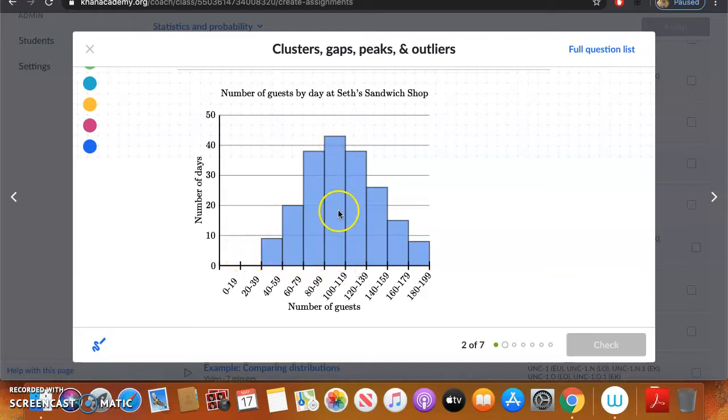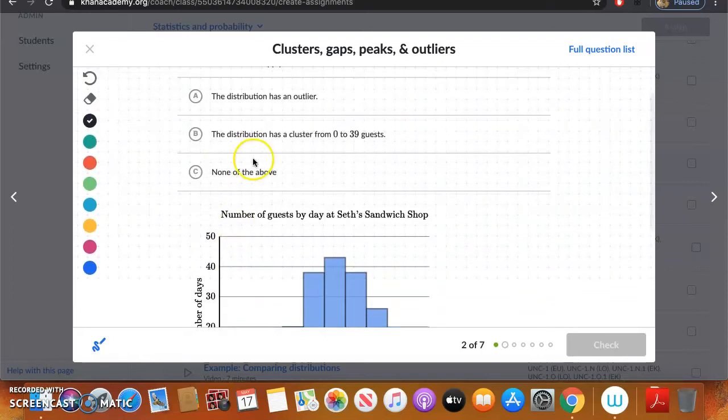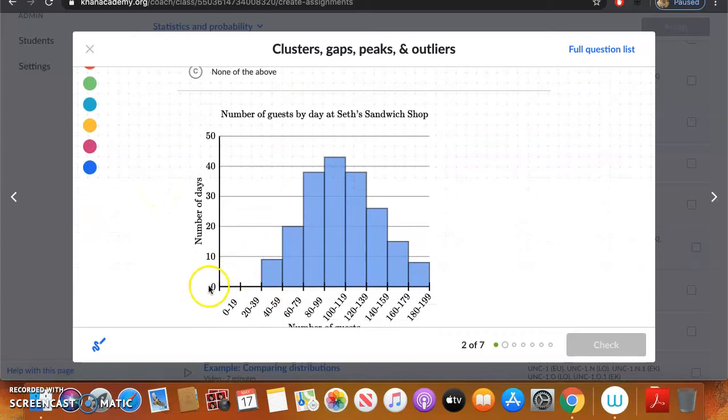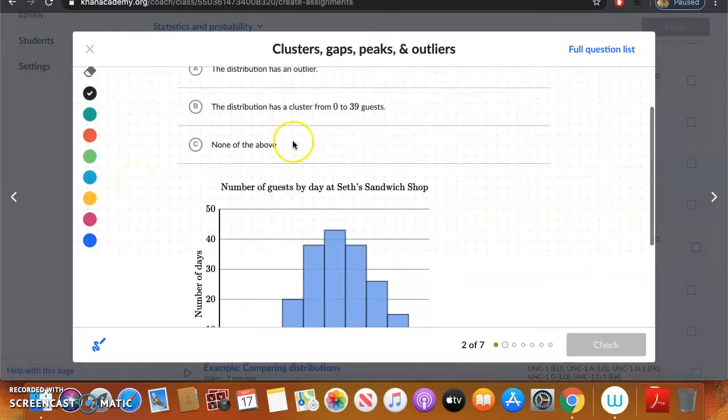And definitely it seems like in this normal distribution, we have a unimodal distribution. From 100 to 119 seems to be the mode right here, right? We have the most data from 100 to 119. Okay, so let's take a look at our choices. The distribution has an outlier. Well, definitely there are no data values that are very far from the main set of data. So that's not a very good choice.